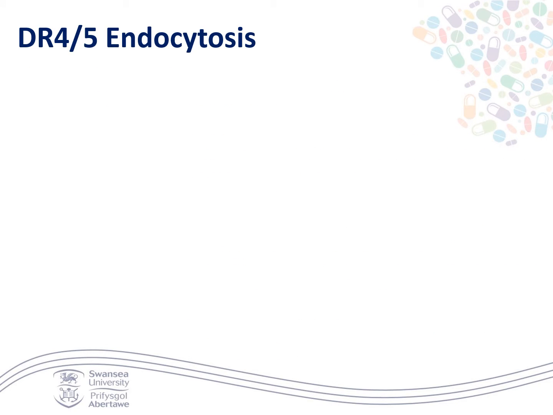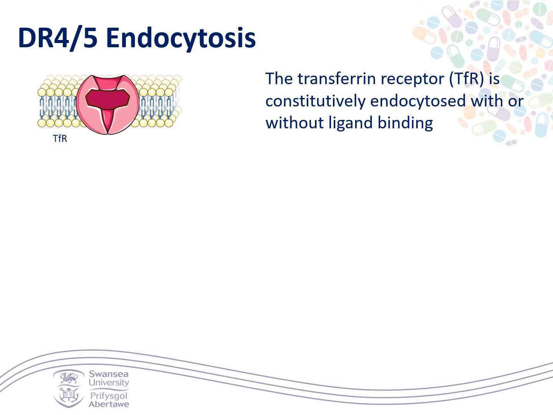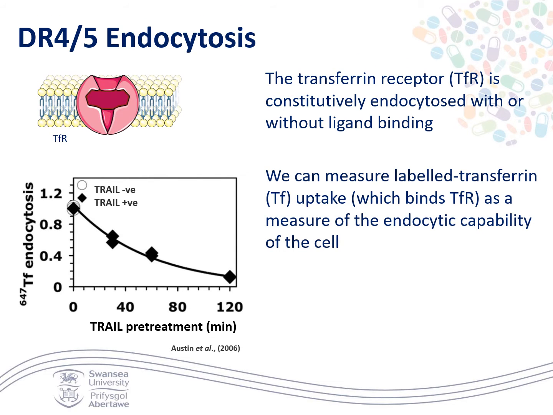Now, the 2006 Austin study also utilized a really cool experiment using the transferrin receptors. And transferrin receptors are constitutively endocytosed with or without ligand binding. So even in the absence of ligand, they will be internalized intracellularly and then reinserted, recycled back to the membrane to potentially bind to transferrin. And we can measure how well a cell can do this by using labeled transferrin uptake as a measure of the endocytic capability of the cell. And this is exactly what Austin did when looking at the impact of TRAIL on endocytic machinery.